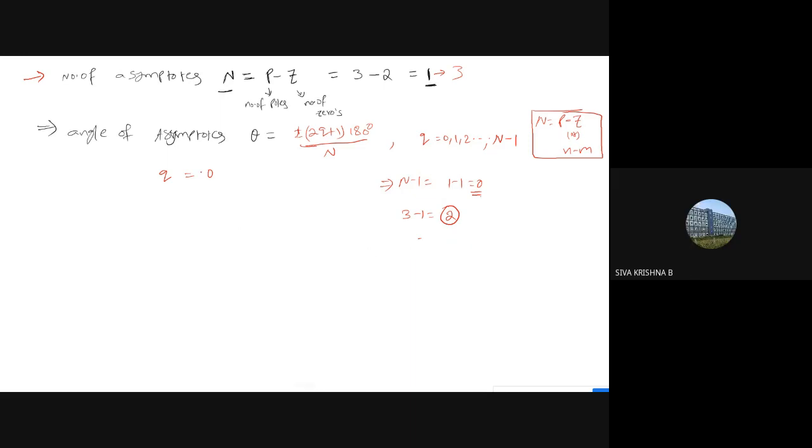That's it. Now q equals 0, then theta, that means only one value, one angle you will get, that is plus or minus 2 into (0 plus 1) into 180 degrees by, what is the n value?